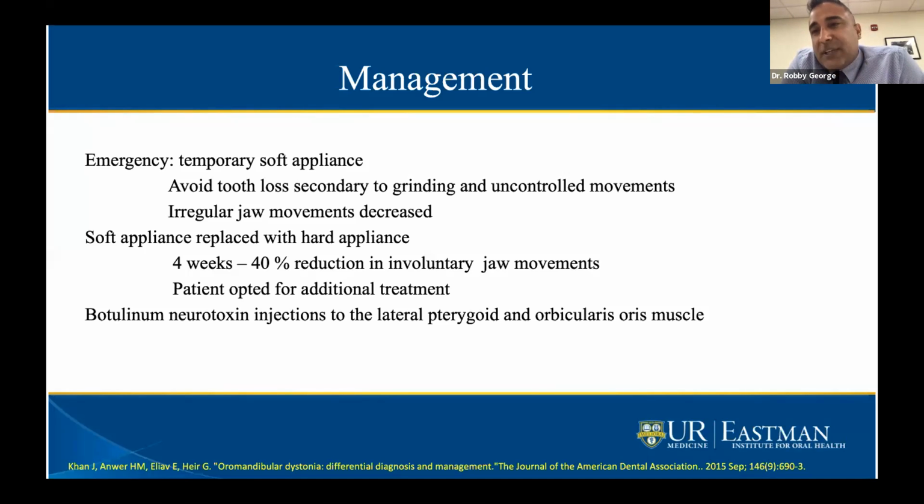But the only problem is the patient still had the tongue thrust visible. So the patient said that she wanted to go for treatment. So the option was to do neurotoxin, botulinum neurotoxin injections on the muscle. That we didn't do. I think we had to send it to the neurologist, and they had to do that for us. And let's see, what else do we have? I think that's about it.